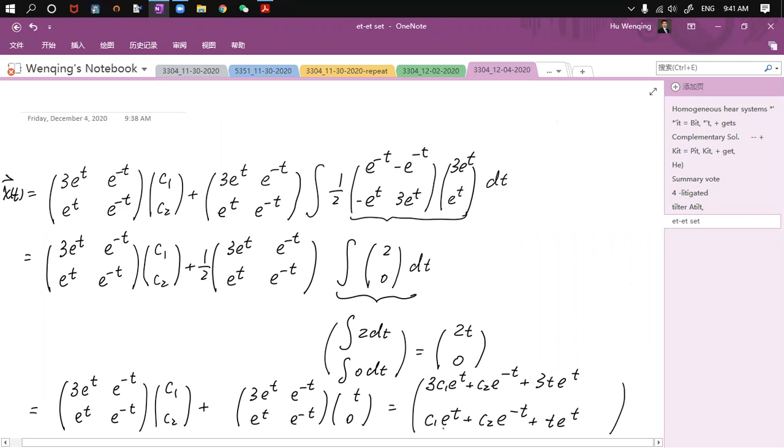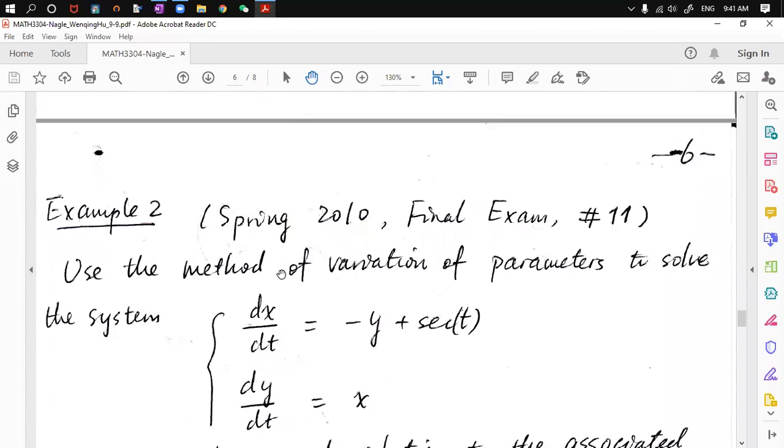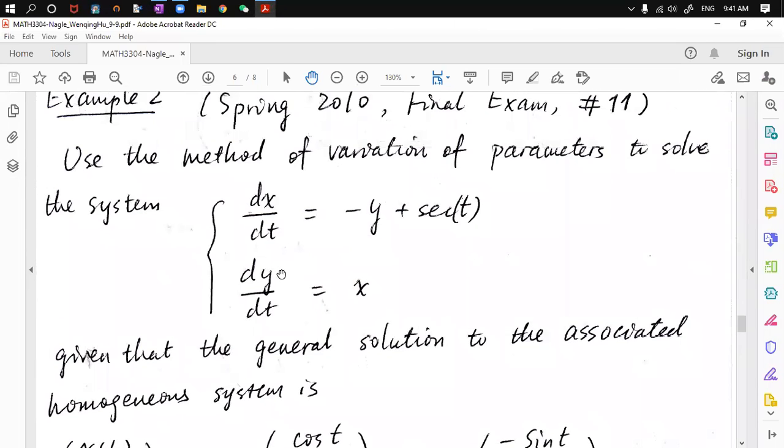Okay, so that's the general solution to the non-homogeneous problem that you must keep in mind. Is that good, family? So that's how to apply one of these formulas. Now let's look at one more example. Can you use the method of variation of parameters and solve this system?